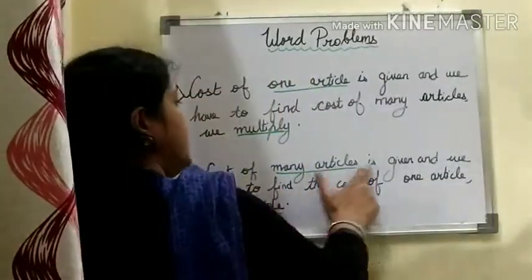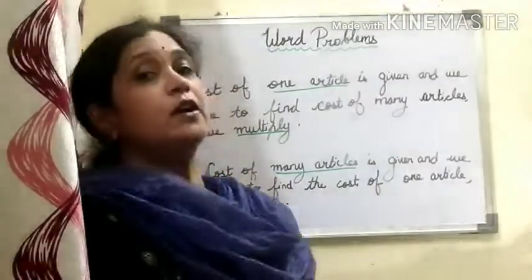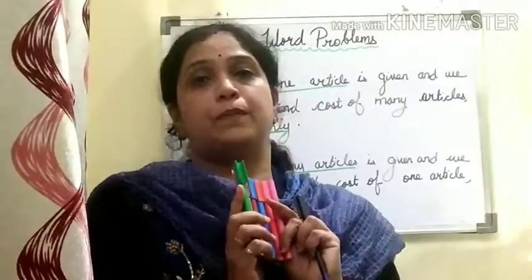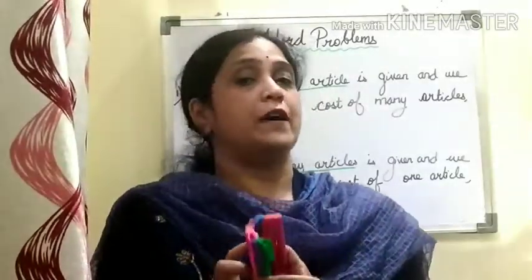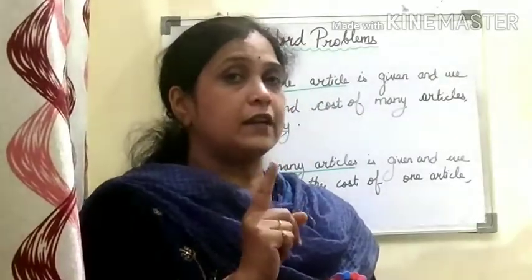And when we divide, when the cost of many articles is given and we have to find the cost of one article, there we divide. For example, if I say the cost of these 8 pens is 56 rupees, then find the cost of one pen. 56 is the cost of 8 pens, so we do 56 divided by 8. Naturally it will be 7 rupees.